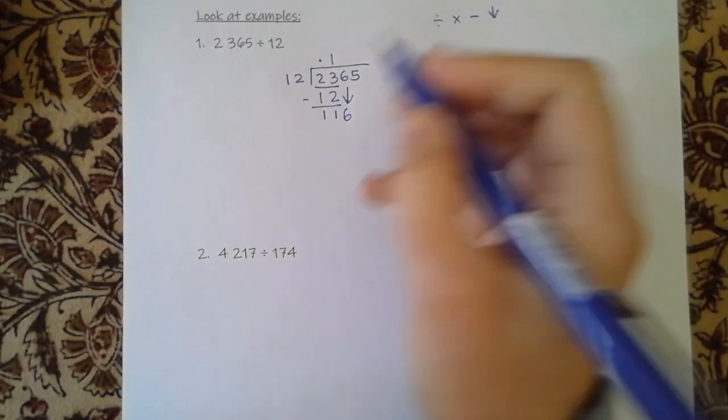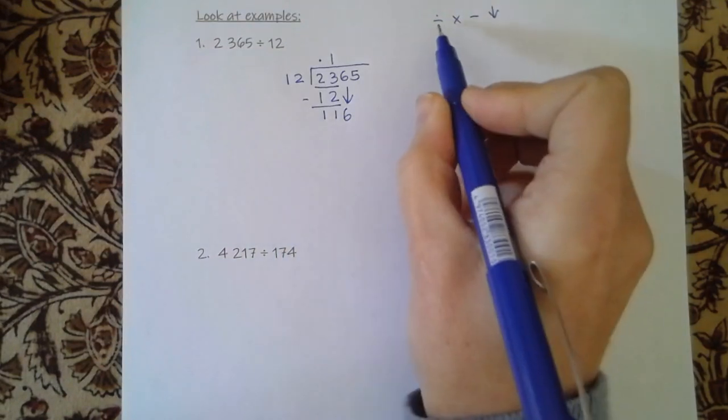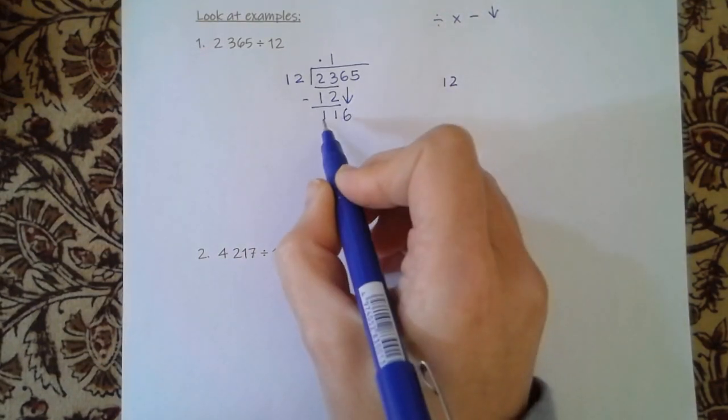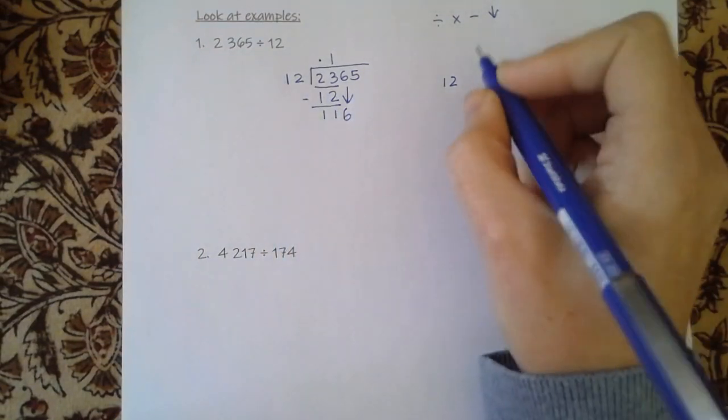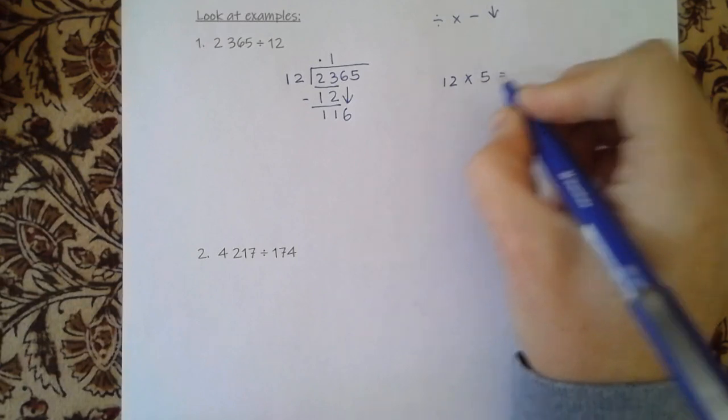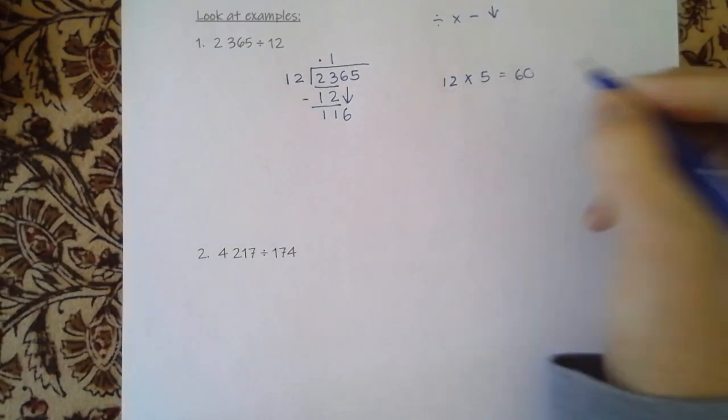So now I'm going to check. We're going to start with the steps again. We're going to divide, times, minus, and bring down. So 116 divided by 12, I need to find the answer. I normally start with 5. So that equals 12 times 5 is 60. So this is far too small.